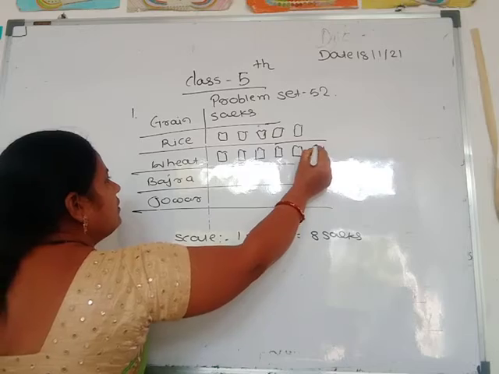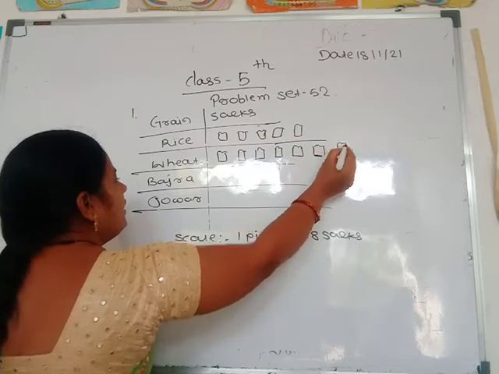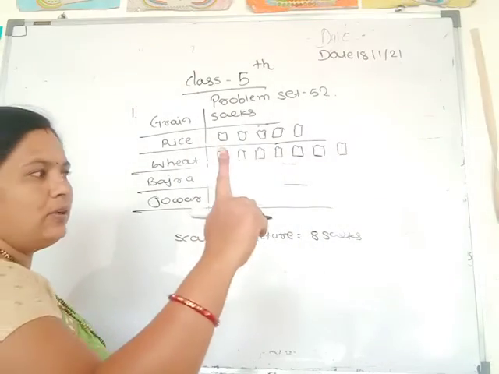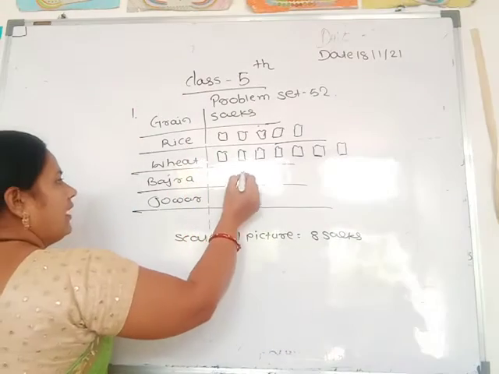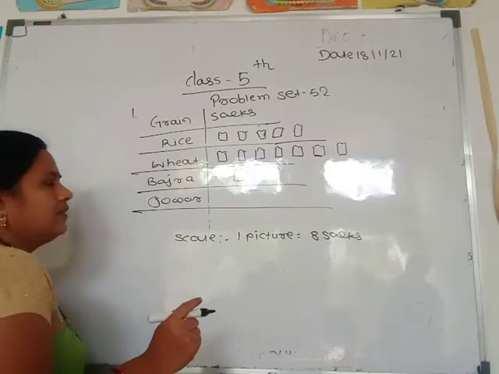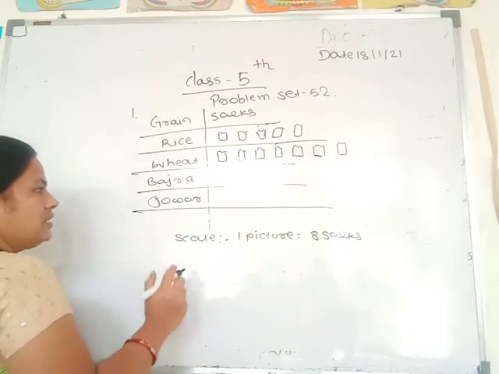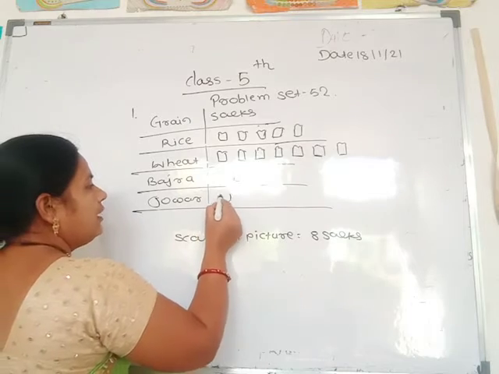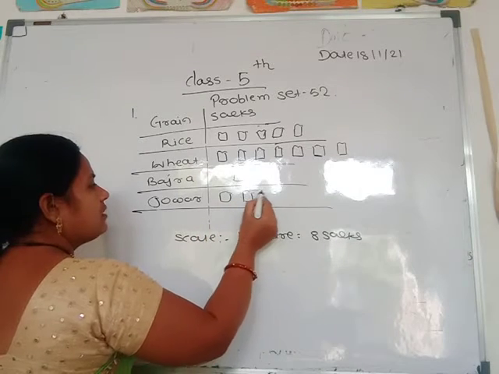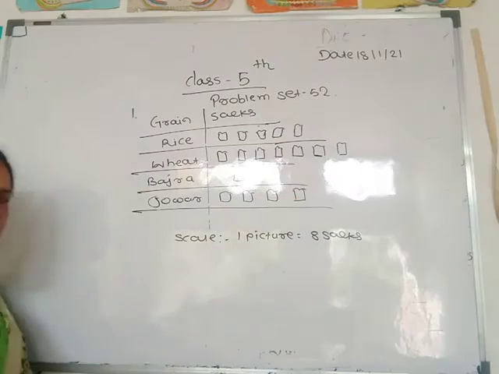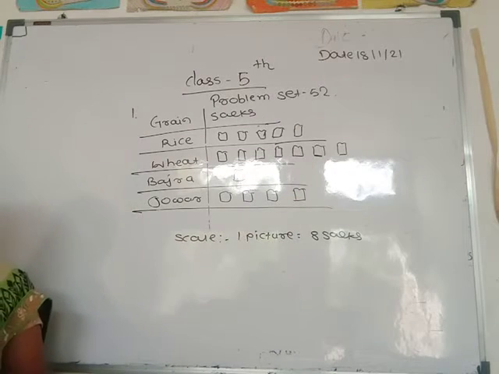5, 6 and 7. Then bajra here 8. 8 means only 1 sack here. Then jawar here 32. 32 means 4 sacks, because 8 fours are 32. Then you draw 4 pictures of these sacks in this type of pictograph.